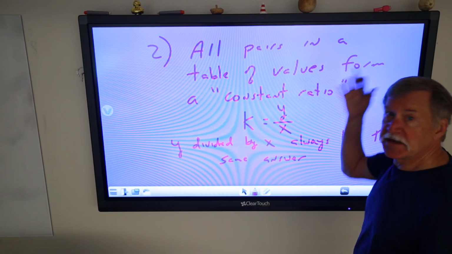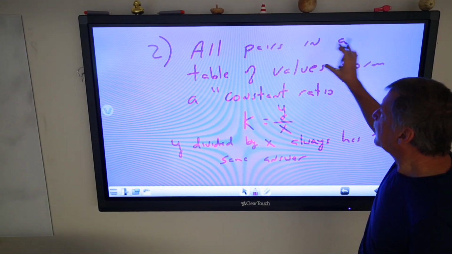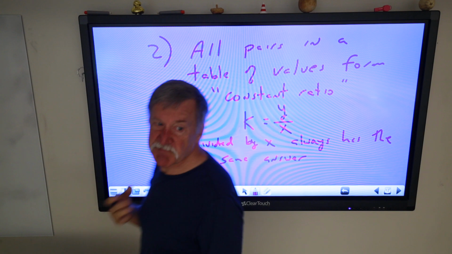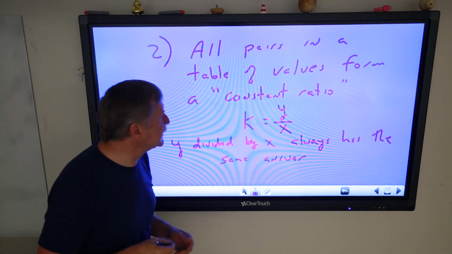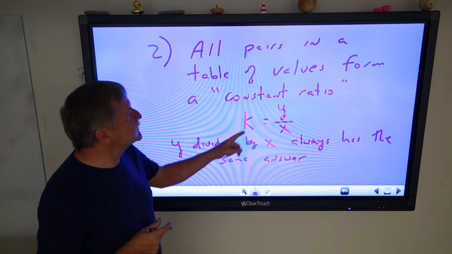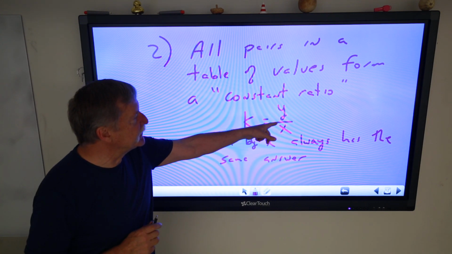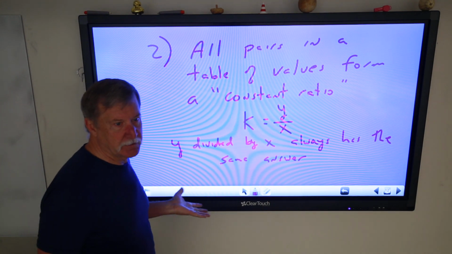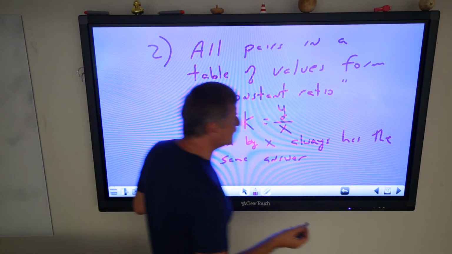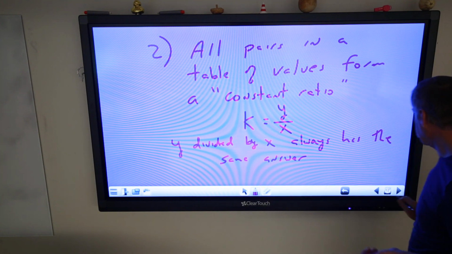Second thing, to be a proportion, all the pairs in a table of values, for example, must form a constant ratio. In other words, if we take whatever the y side is and divide it by whatever the x side is, you should always get the same number. That will tell you that yes, that is a proportion.